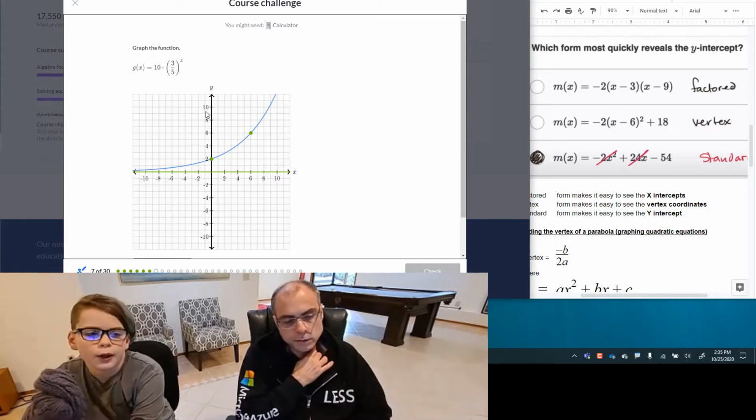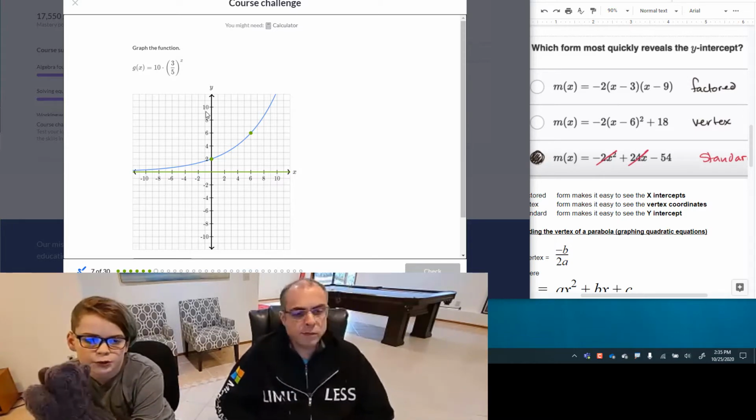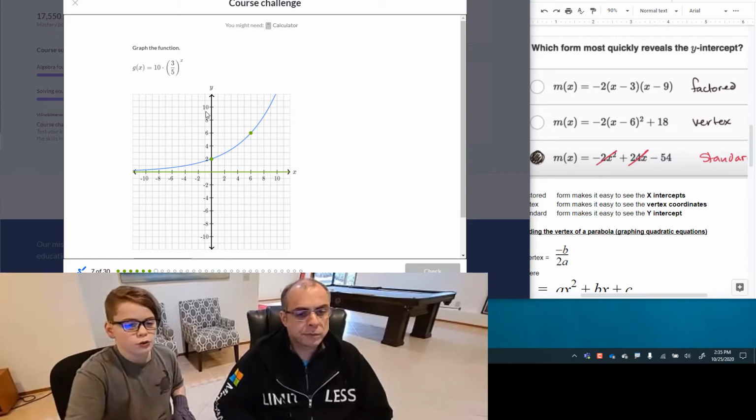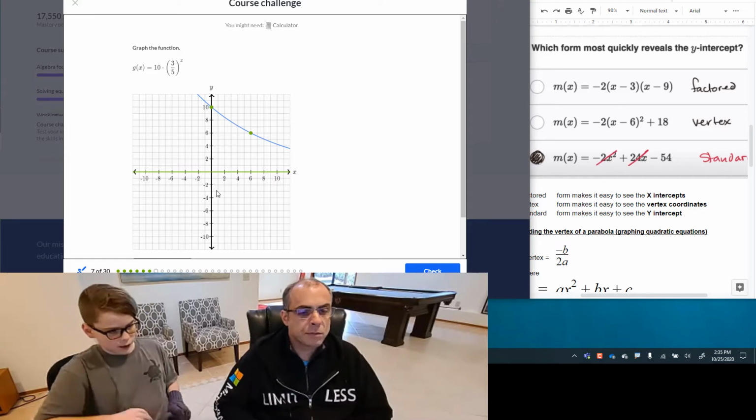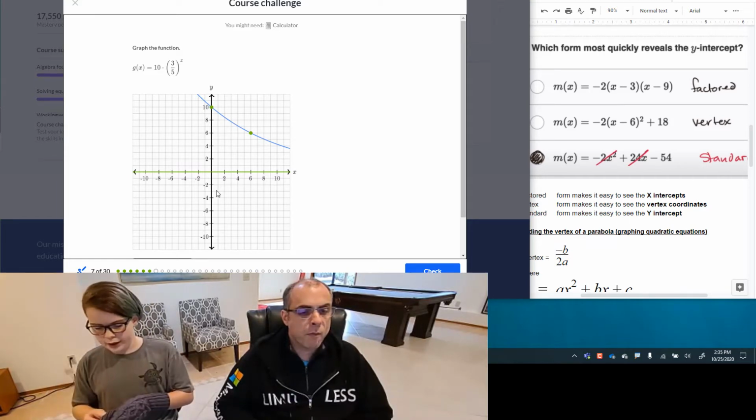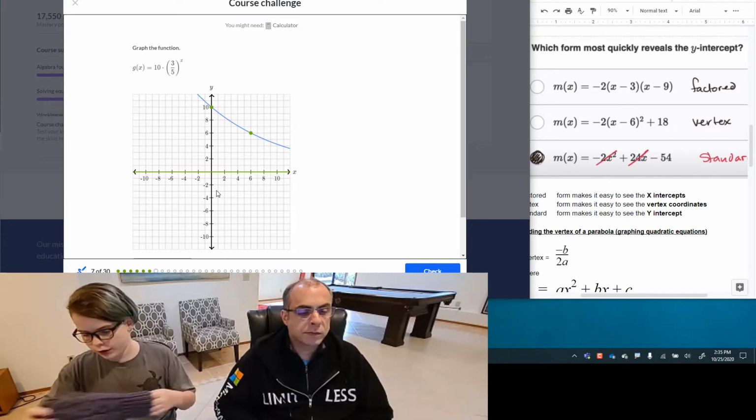Okay, so for the y-intercept, x is going to be 0. So if x was 0, then that would be 1 and then 10. So the y-intercept is 10. Now we know the y-intercept, we need to get the x-intercept. So then y would equal 0. So now I just need to isolate x.